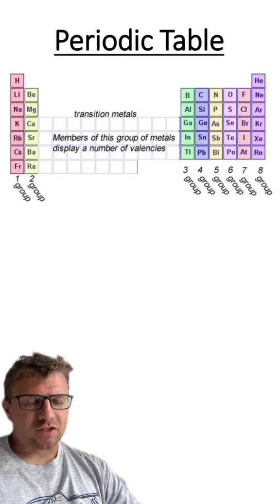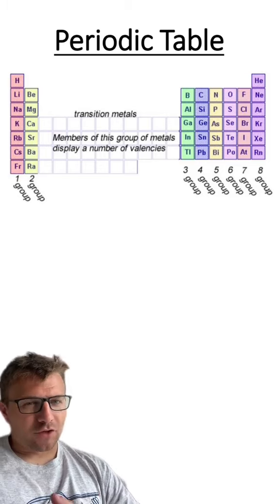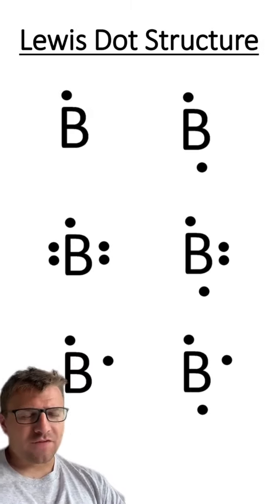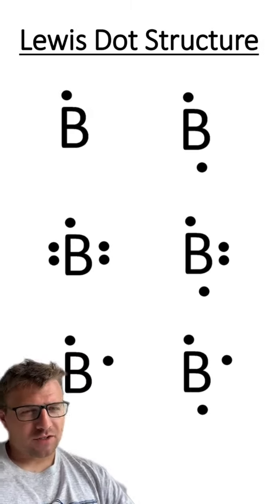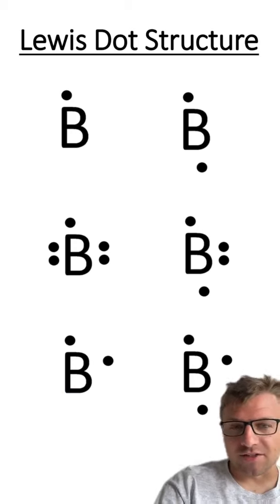So what you have to do is figure out which configuration is the correct one for boron. I'll give you a hint, look at the different groups in the periodic table. So which of these atoms is the correct configuration? The bottom right one here is the correct configuration since boron has 3 valence electrons.